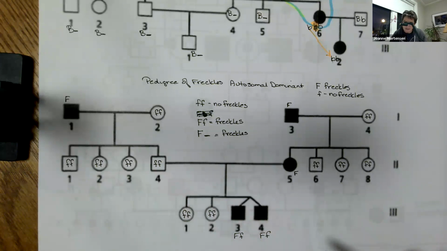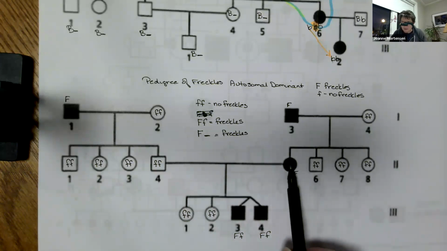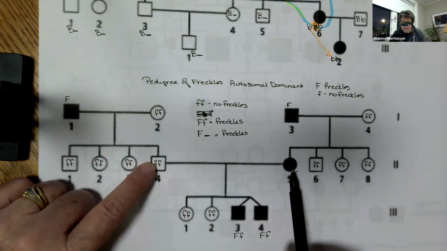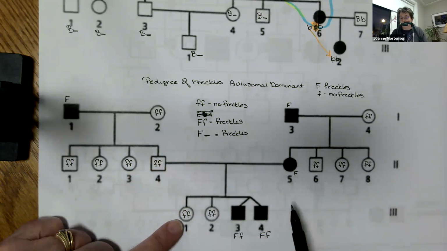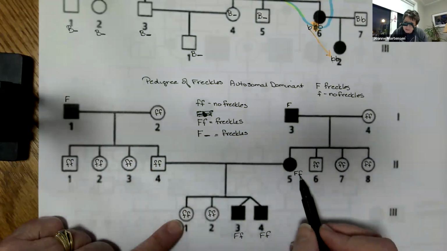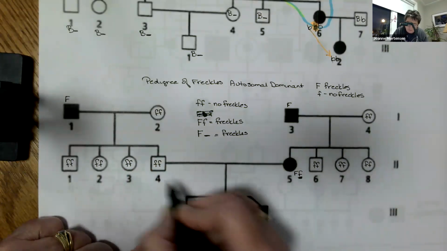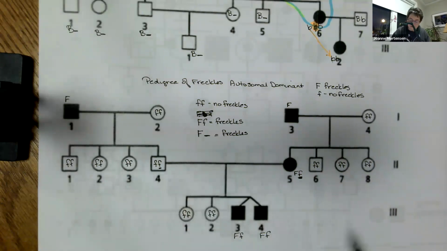Now, if we look at mom over here, okay, mom and dad created 2 daughters that have no freckles. So mom was not a pure freckle. She was heterozygous because we need this one here and one of the ones from dad to give you those. So that's not bad.